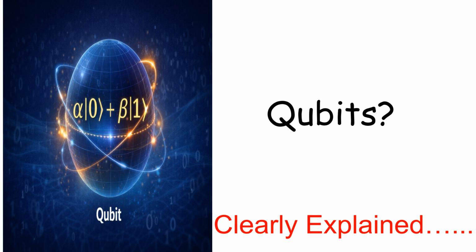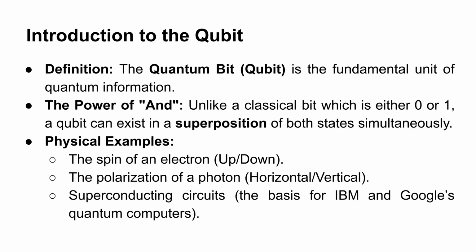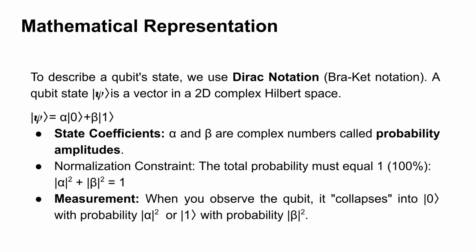This video will clearly explain the concept of qubits, the fundamental building blocks of quantum computing. The quantum bit, or qubit, is the fundamental unit of quantum information. Unlike a classical bit that is either 0 or 1, a qubit uses superposition to exist in both states simultaneously.